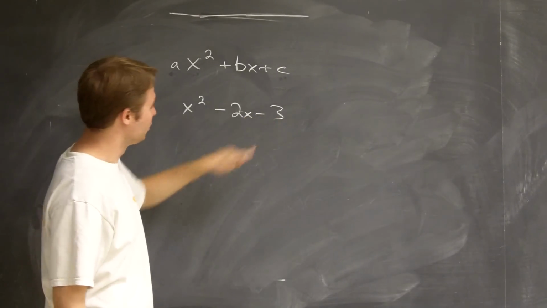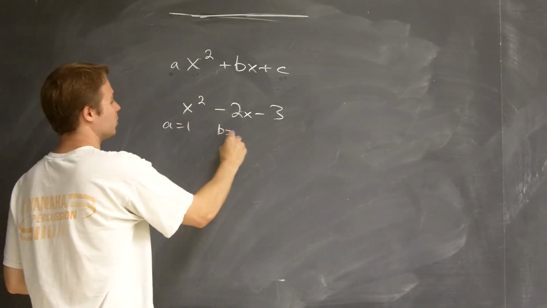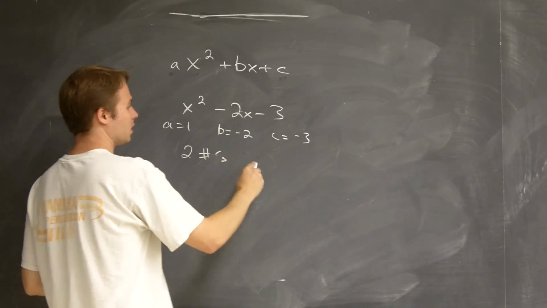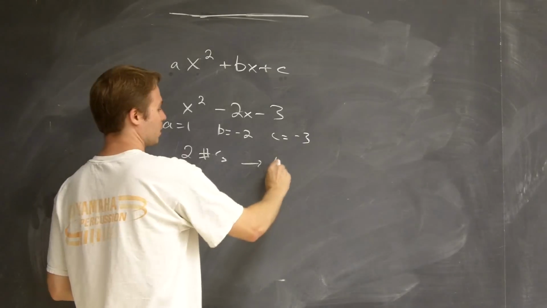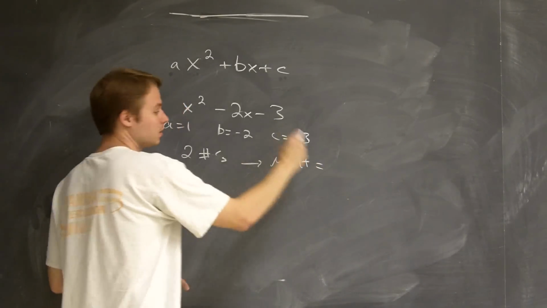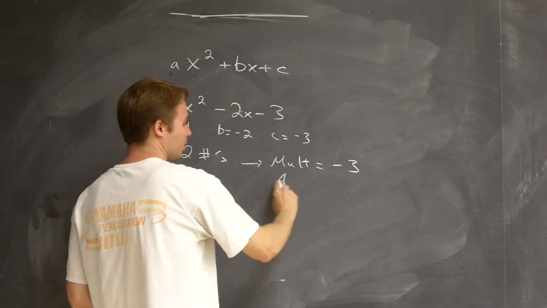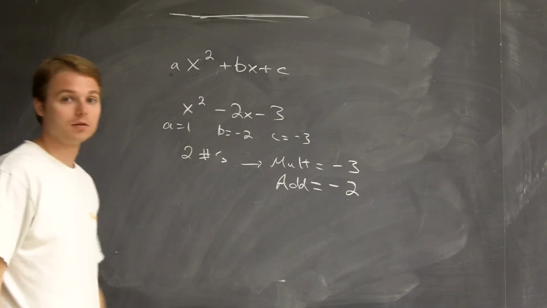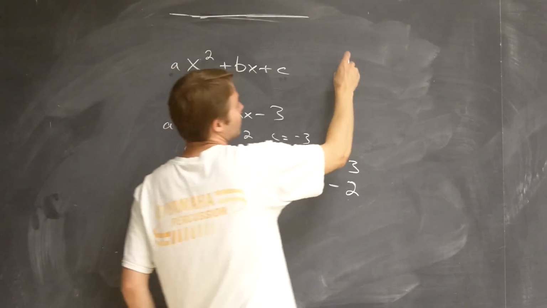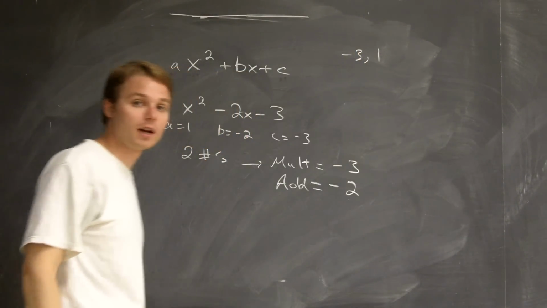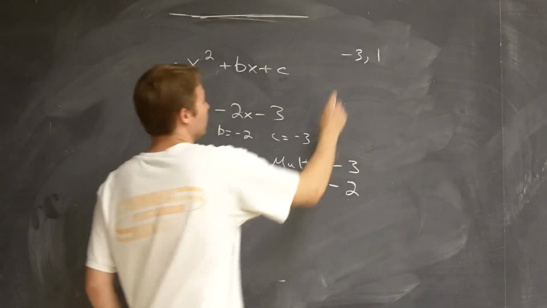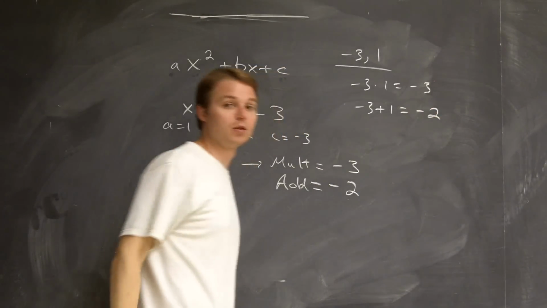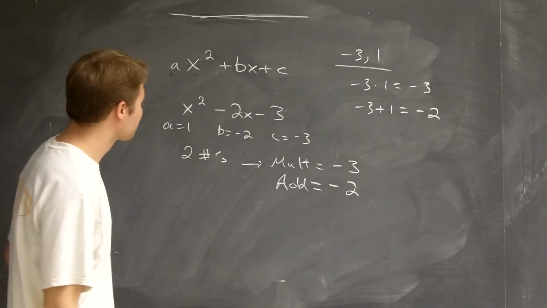But the idea is that you want to look at, in this case, a equals 1, b equals negative 2, and c equals negative 3. We want to find two numbers that when we multiply them, we get c. So when we multiply, we get negative 3. But those same two numbers, when we add them, we get b. So when we add them, we'll get negative 2. So in this case, the two numbers that work are negative 3 and 1, because when you multiply negative 3 times 1, you'll get negative 3. But when you add negative 3 plus 1, you'll get negative 2. So these are the two that I want to use.